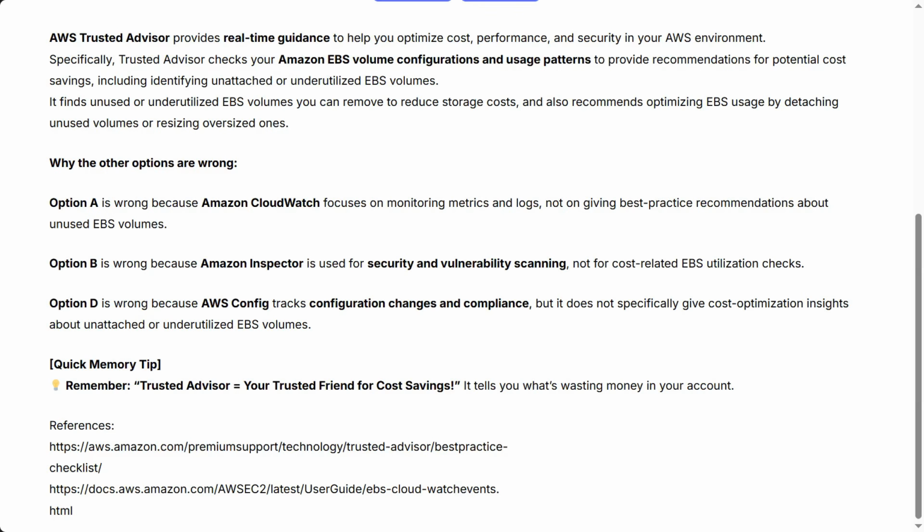Remember, Trusted Advisor equals your trusted friend for cost savings. It tells you what's wasting money in your account.